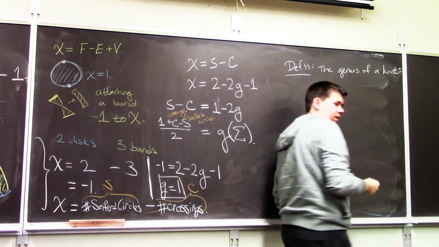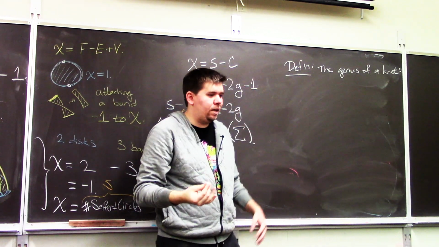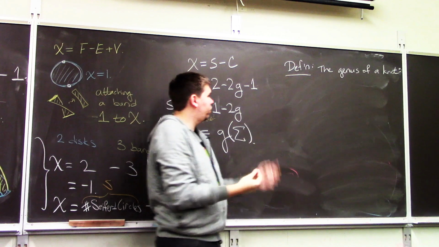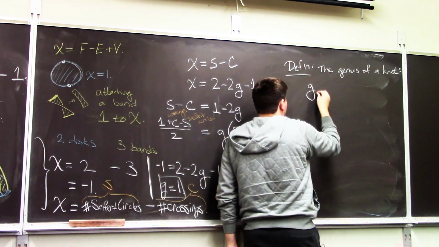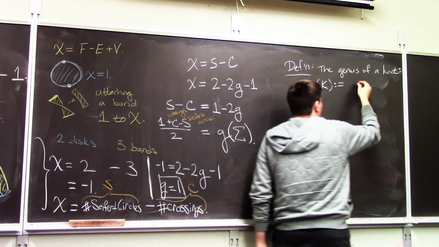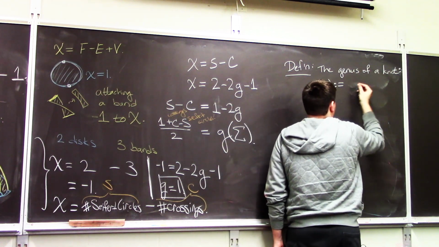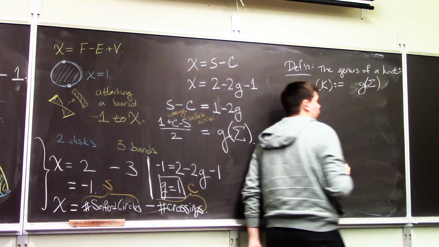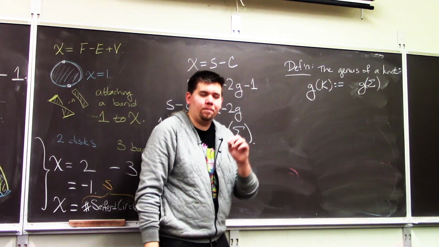Just like how we defined the determinant of a knot by defining the determinant of some matrix associated to the knot, you would want to say, well, just define the genus of some knot to be equal to the genus of the surface. But there's a problem.